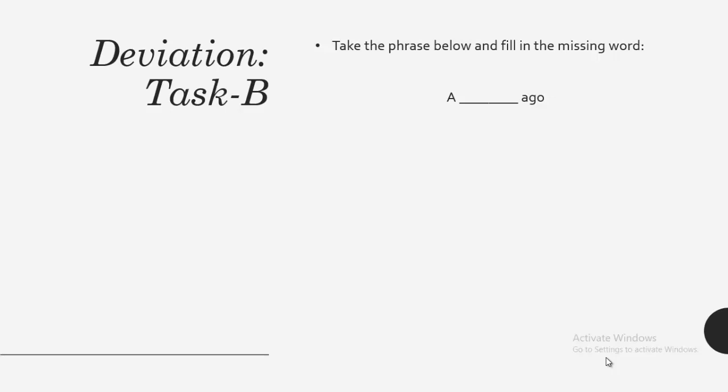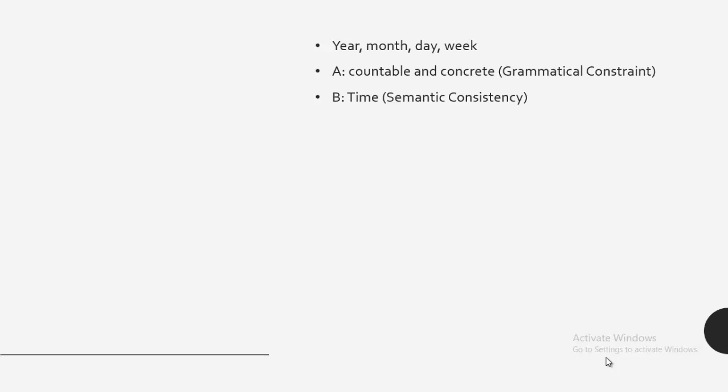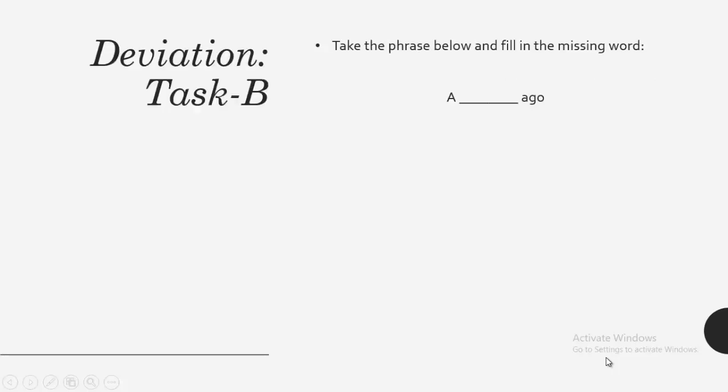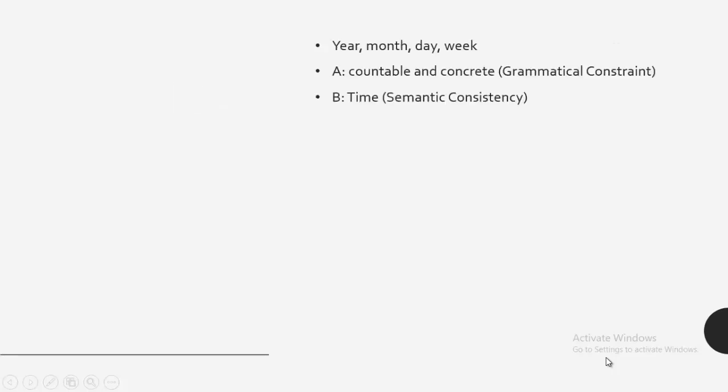But let's have a look at what actually there should be. You would put something like year, month, or day, or week. Why would you do that? Because you have to put something according to the grammatical structure. You can see there is an article here, so that article forces you to write something which is countable and something which is concrete. Because of the grammar, you are limited, your choice is restricted.